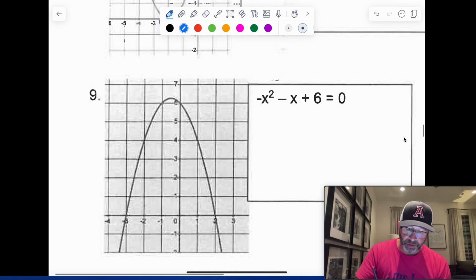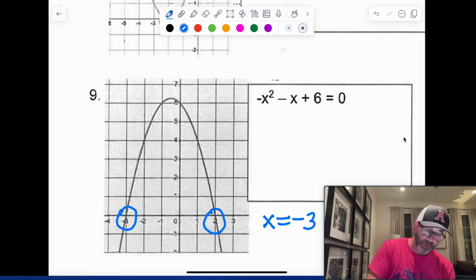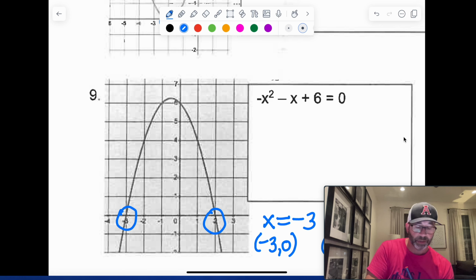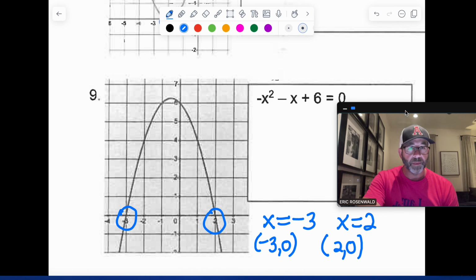Quickly look at these. We can see there's one answer at x equals -3. That's one of my answers. And then we get another answer at x equals 2. If I was to write these as x-coordinates, let's write those out as x-intercepts: (-3, 0) and (2, 0). Oh, I'm covering up my picture here, sorry. I'm going to move this up.